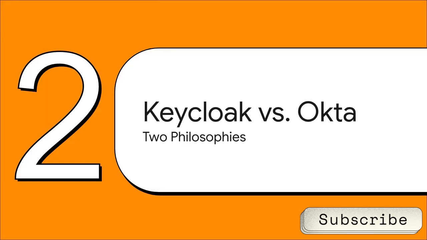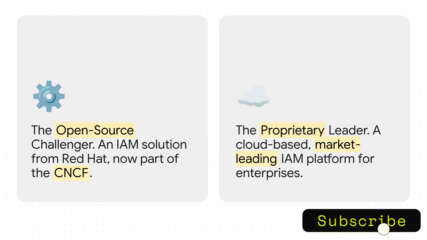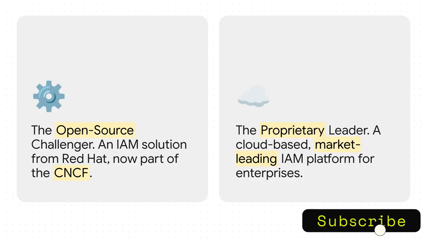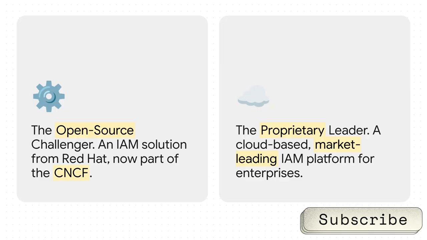So if you're a company and you need one of these powerful gatekeepers, who do you actually turn to? Well, there are a few major players out there, but the conversation really tends to boil down to two giants that represent two very different ways of thinking. So on one side, you've got Keycloak. This is the powerful, super flexible, open source solution. It was originally from Red Hat, and now it's part of the Cloud Native Computing Foundation. And on the other side, you've got Okta, the dominant, cloud-based proprietary service that's become the go-to for a lot of big companies.